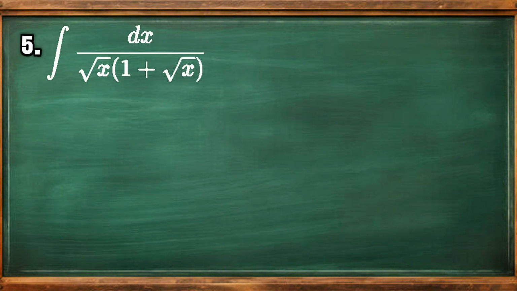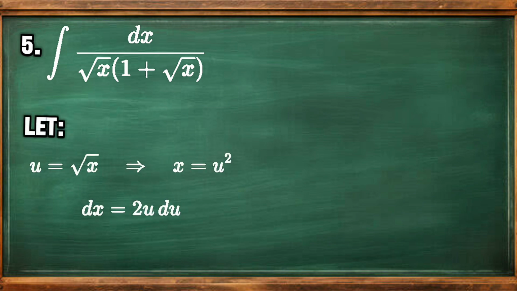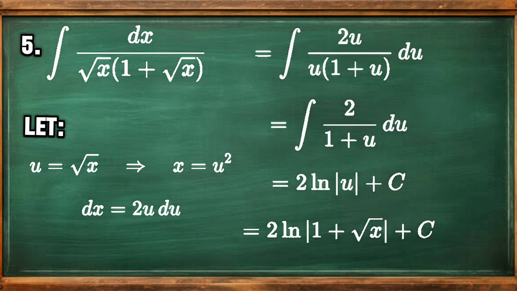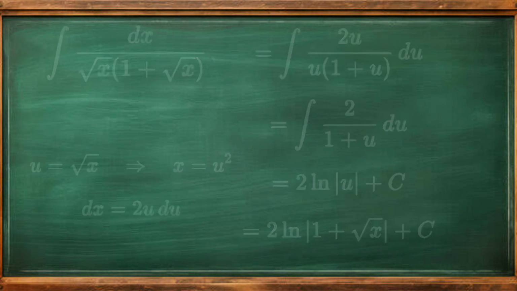To integrate 1 over square root of x, 1 plus square root of x, we let u is equal to square root of x, which means x is equal to u squared, and dx is equal to 2u du. So the integral becomes integral of 2u over u, 1 plus u du. The u's cancel out, leaving integral of 2 over 1 plus u du, which becomes 2 ln 1 plus u plus c. And substituting back u, which is equal to square root of x, we get the final result 2 ln 1 plus square root of x plus c.